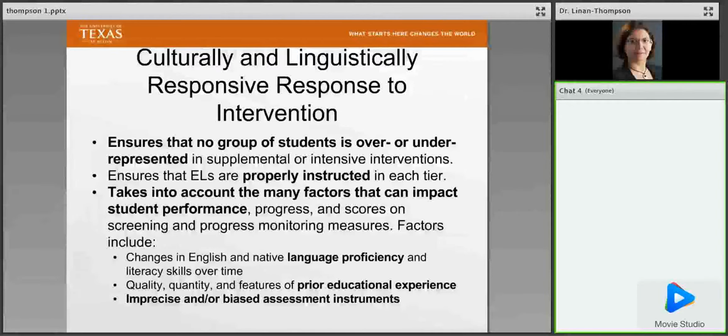And I think this is really critical if you're in an area or in a district where there's a high student mobility, right? Because that's fairly easy to do if the students are with you over time from kindergarten on or first grade on. But when you have students coming in and out, that's a little bit harder to determine. And then the last thing is imprecise and or biased assessment instruments.